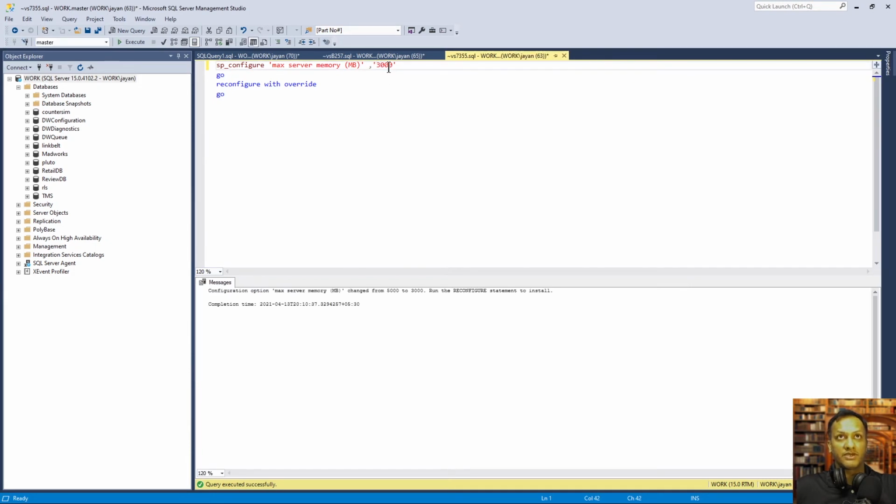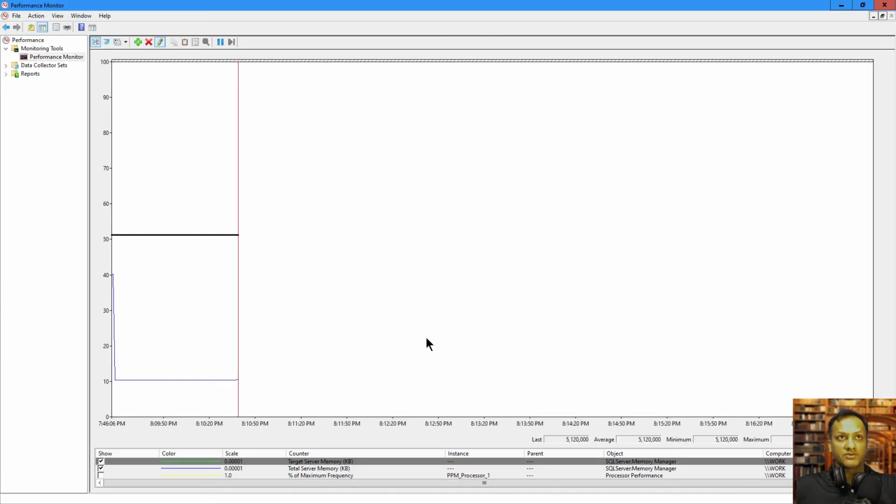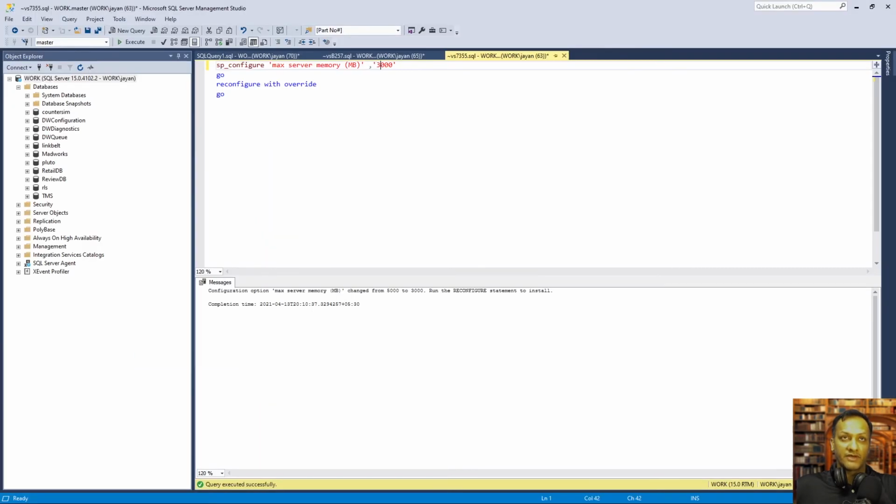Let me change that to 3 gigabytes over here. And as soon as I do that, you'll see in a matter of seconds, the performance counter is going to dip from 5 gigabytes right down to about 3, as you can see here. And what this means is that there is a correlation between the maximum memory setting and the target server memory. And typically, when you look at online documentation, it basically says that the target memory and the total max memory is pretty much the same thing, but it's not. So let me show a demonstration of that really quick.